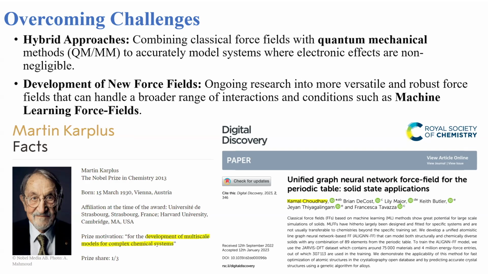So I have been quite active in this field. We recently published an article on a unified graph neural network force field for the periodic table, so it can simulate anything in the periodic table, up to 89 elements and their combinations. And hopefully during the machine learning module of this course, we'll be able to talk about that a little bit.